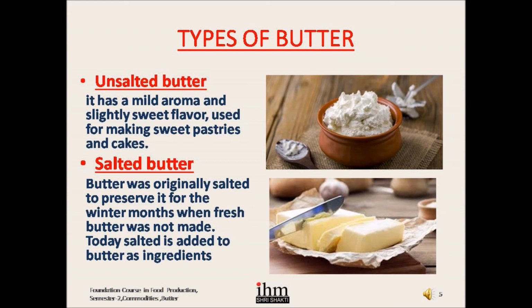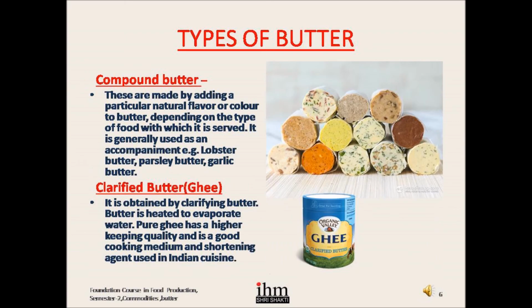Next is the compound butter. These are made by adding a particular nature, flavor or color to the butter depending on the type of the food with which it is served. It is generally used as an accompaniment. Example: lobster butter, parsley butter, garlic butter.